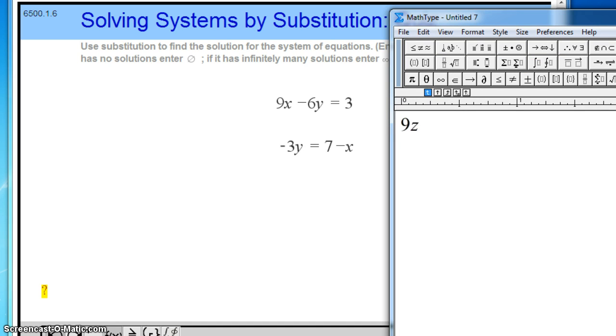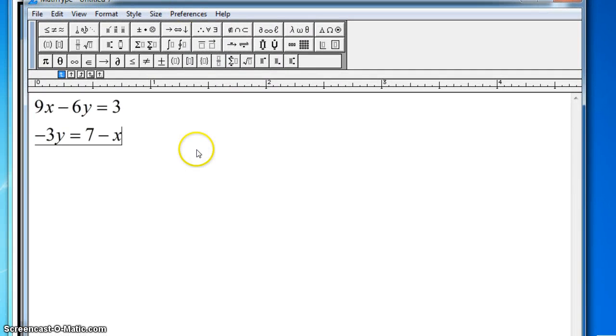Let's see, what do we have? 9x minus 6y equals 3, and the second equation is minus 3y equals 7 minus x. Okay, so we're going to solve this. I said the first step is to isolate one of the variables, and we can isolate this x pretty easily. It's a negative, so I always like to add it to the other side.